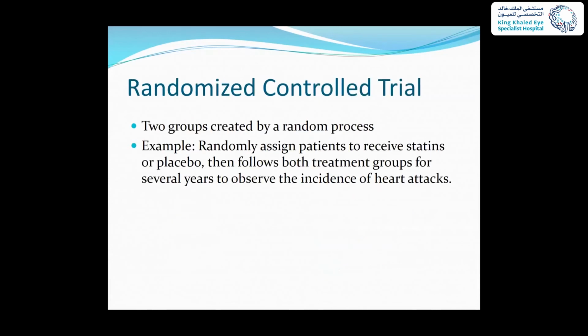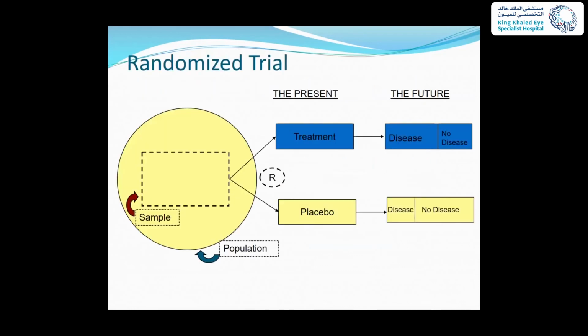So we go now to the other arm of the quantitative study design, the randomized controlled trial. So two groups created by a random process. If we randomly assign patients to receive statins or placebo and then follow both groups for several years to observe the incidence of MI. So in a randomized trial, this is my sample, I assign patients randomly to the treatment or placebo group, or control group I can say here, and see in the future who will develop MI or not.